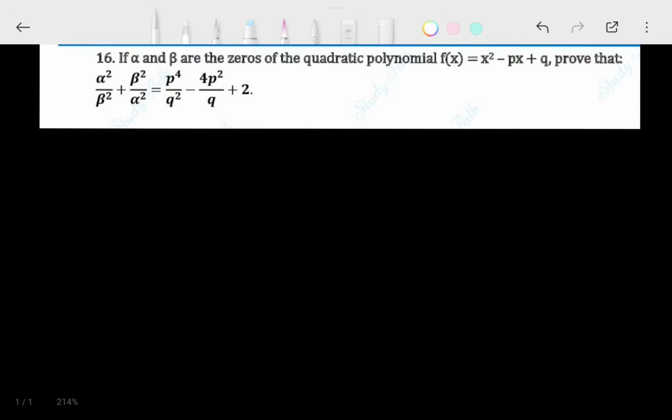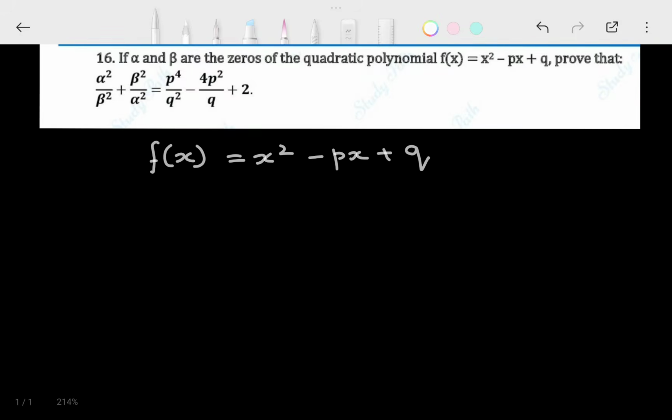I'm Shalja Tripathi and today we are going to solve this question on quadratic polynomial. So let's begin. So we are given polynomial f(x) is equal to x square minus px plus q.